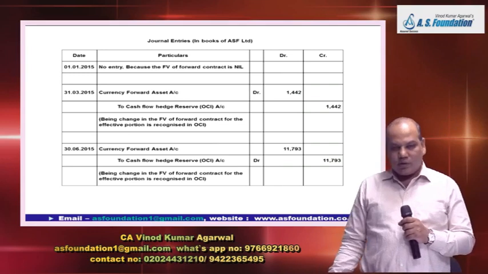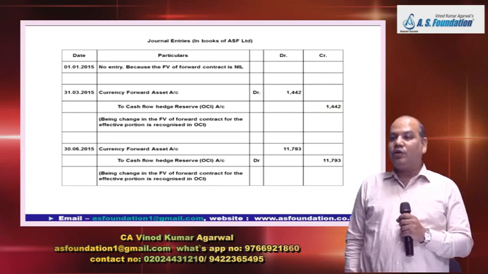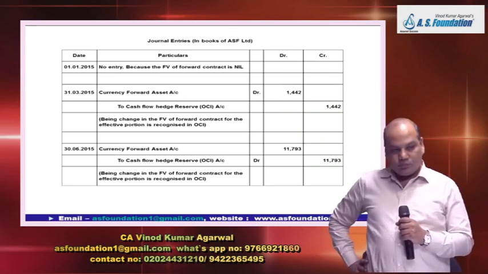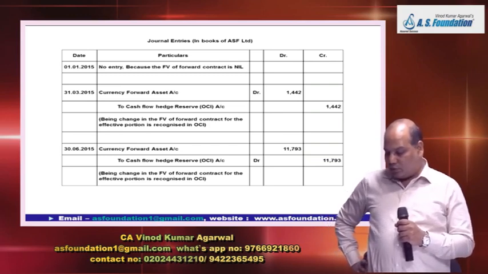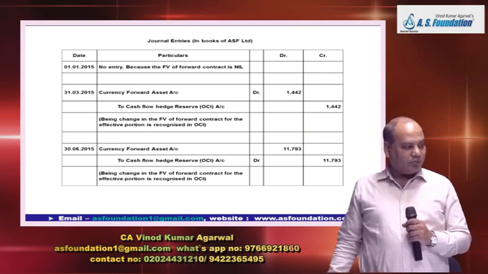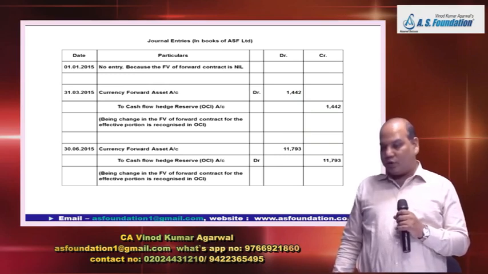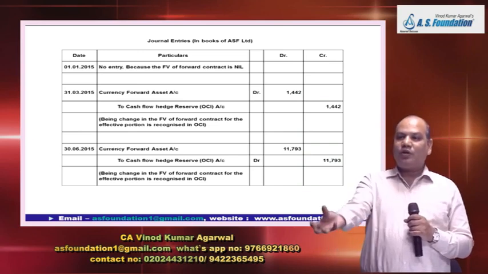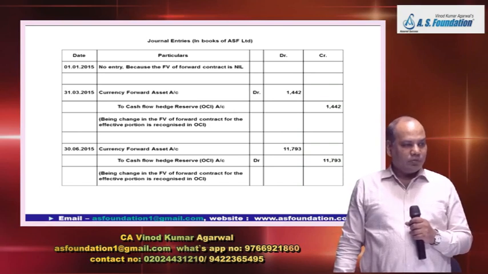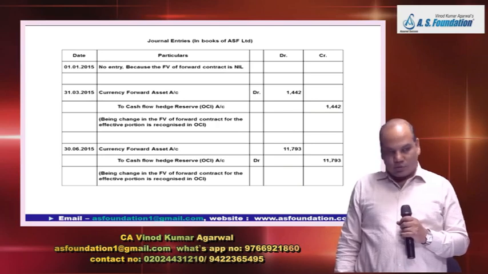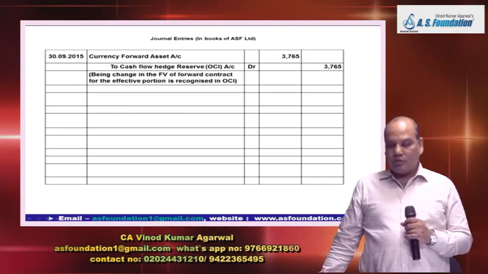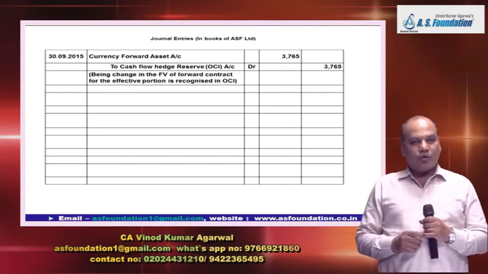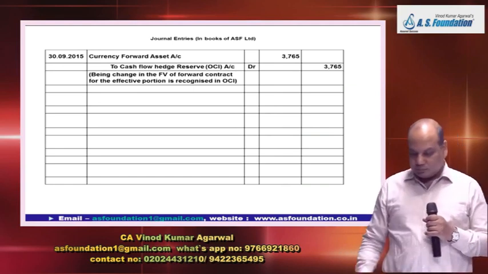And then you repeat the entry with additional gain 11793. Is it there in your table? 11793, 30th June. Same entry, change the amount. Narration, no need to write again, same narration. Currency forward asset account debit to cash flow hedge reserve OCI account 11793. Again repeat the entry on 30th September. What was the additional gain on 30th September? 3765. Those who have completed, write 30th September on your own. Same entry, amount will be 3765. Narration is the same.